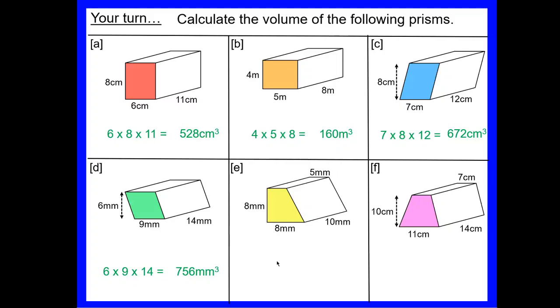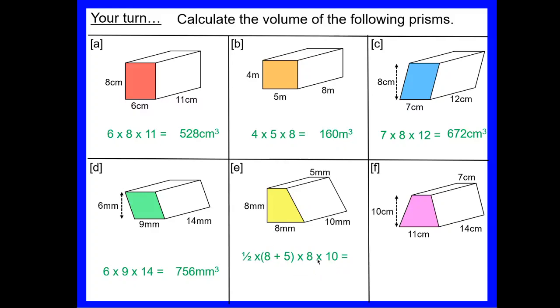Now we've got our trapezium. So remember our formula is a half times the parallel sides added together, which are 5 and 8, multiplied by the height. And once we have that area, we're going to then multiply that by our length of 10. So we've got our half times our A plus our B times its height. And then all of that is then multiplied by 10.